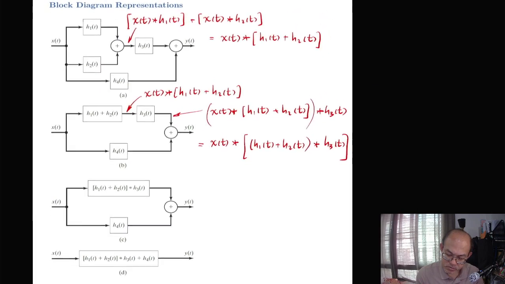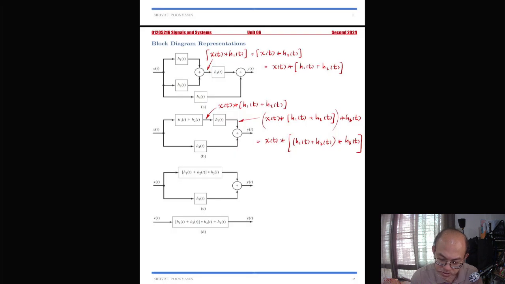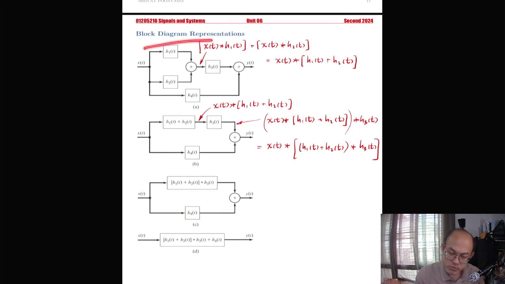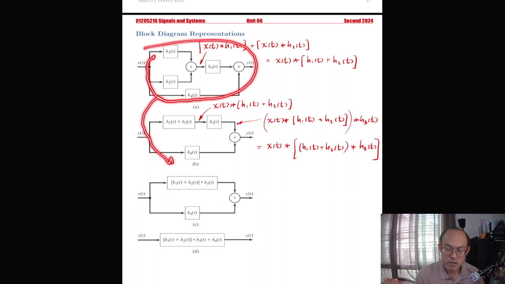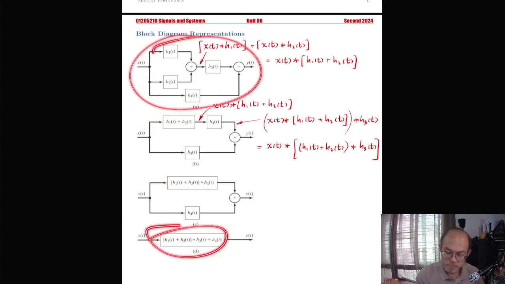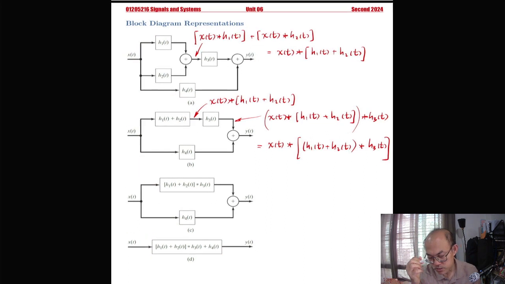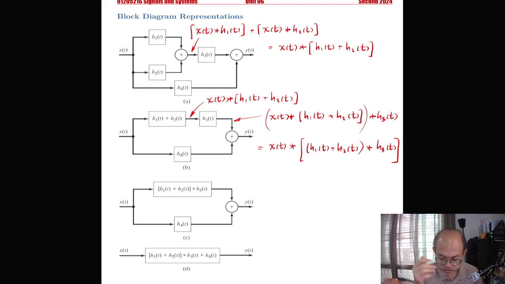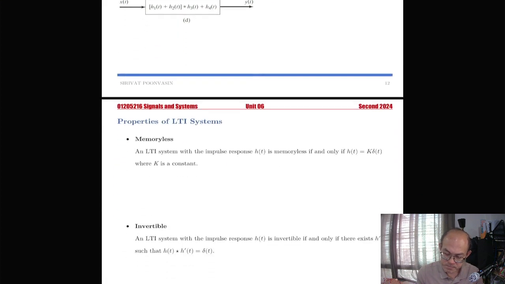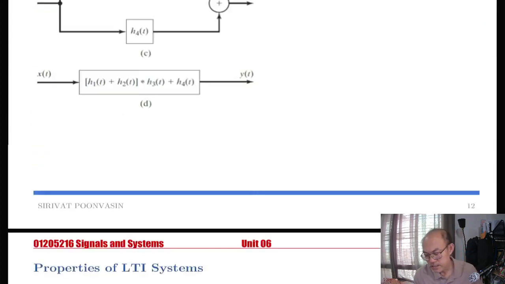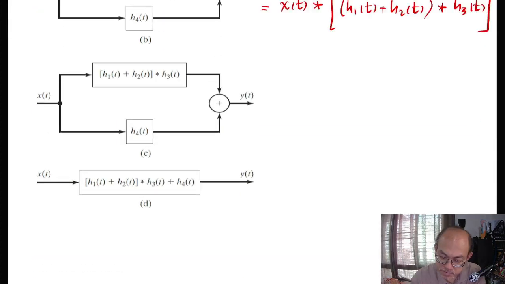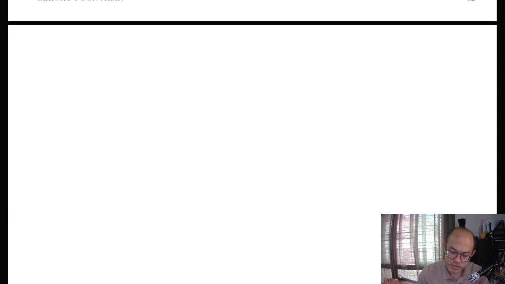So basically, in conclusion, we could simplify the whole thing here into this. The whole thing here could be simplified to get D. So this is block diagram simplification. Now let's spend some time doing some examples.